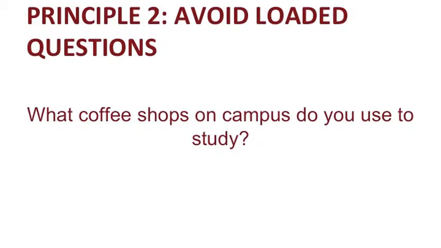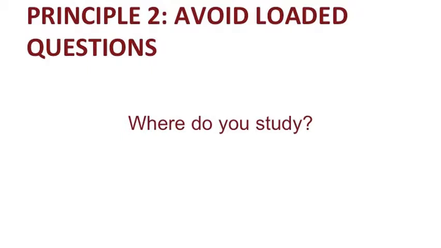Our second item reads, what coffee shop on campus do you use to study? This item assumes the respondent studies on campus and at coffee shops, when perhaps the respondent might study at locations off campus other than coffee shops. We can improve this item through pre-testing to ensure every respondent has a way to accurately answer the question. In doing so, we might choose to expand the question and instead ask, where do you study?